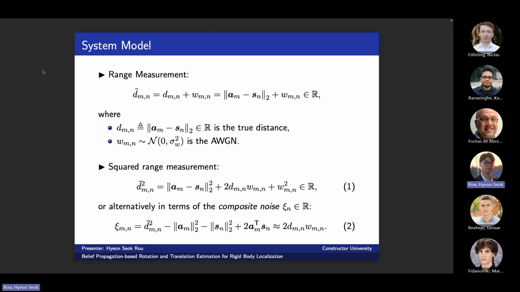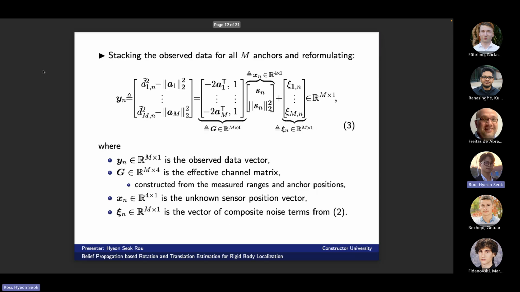Then we also write the squared range measurement, which is the square of the range measurement described above. The description in equation 1 can alternatively be written in terms of what we call a composite noise. Simply by rearranging the terms, we get the form of equation 2, where the variables have been rearranged such that we get the estimated distances, and the true anchor positions and sensor positions on the right side of the equation. We can then trivially stack all of the observed data at the M nodes into a vector, with the stacked composite noise, and get the matrix form as in equation 3.